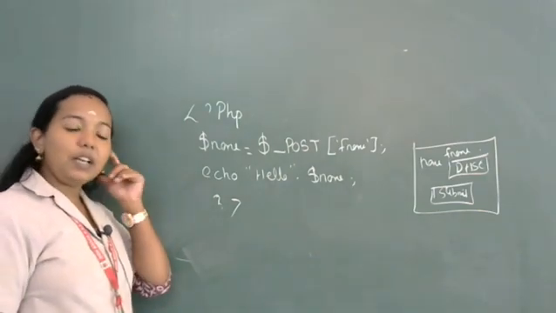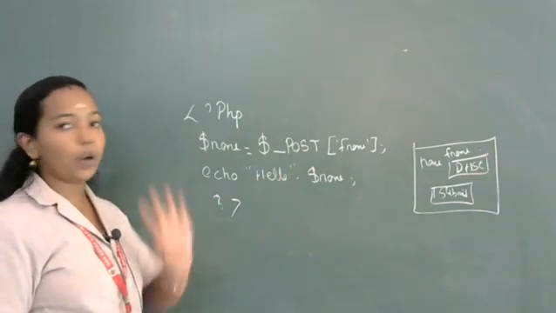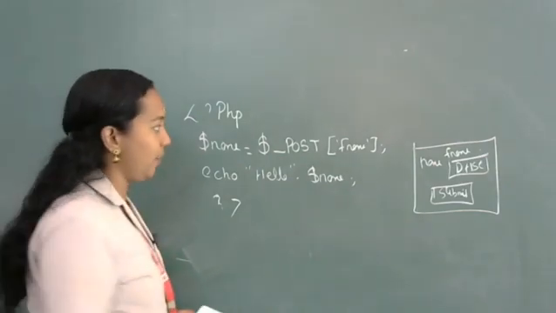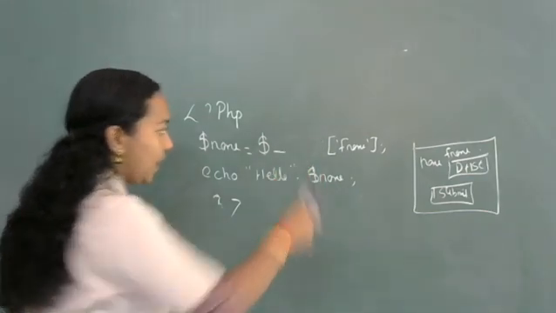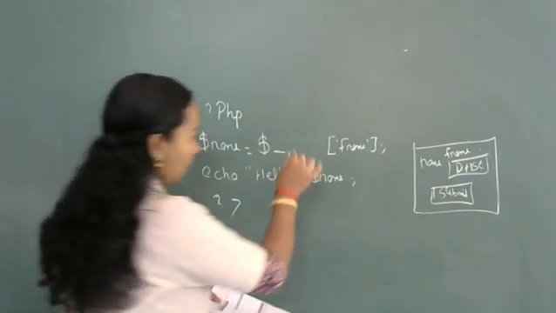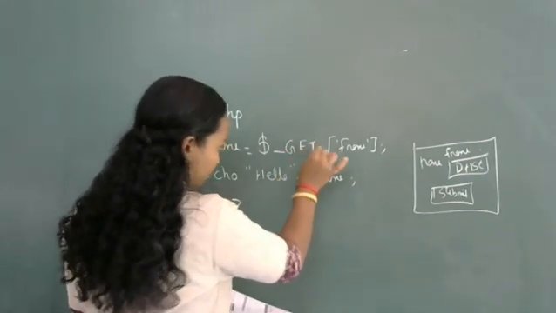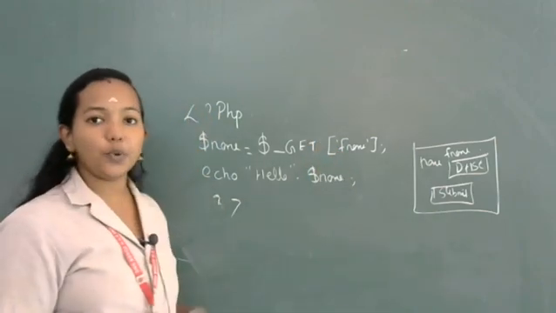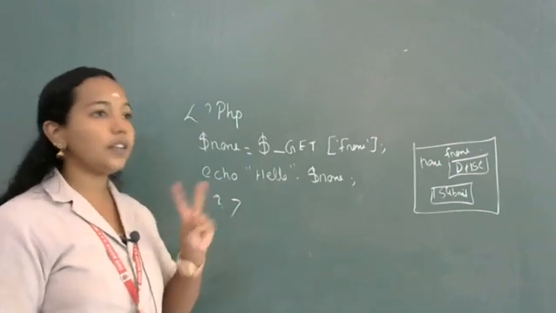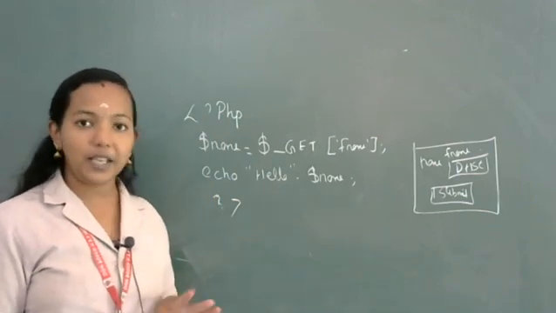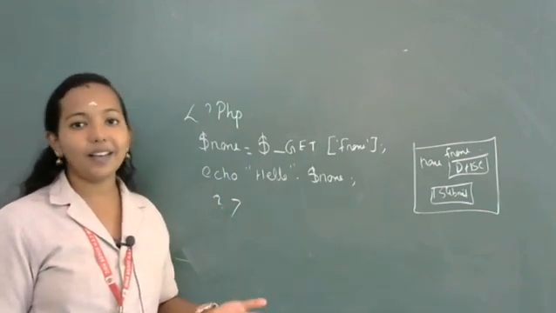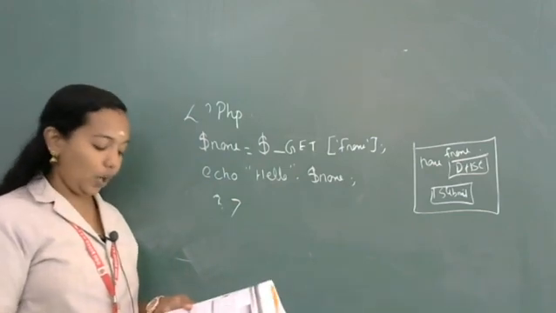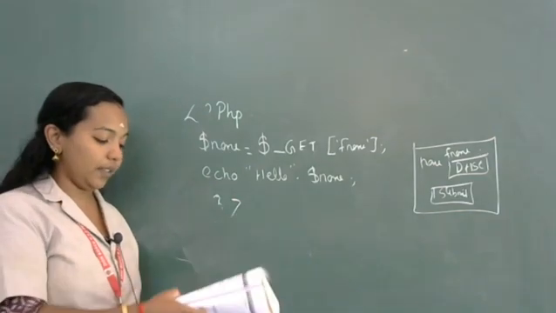But in the HTML program, as a method you want to write post. If you are using the get method, instead of post, what you want to write? Get. So these are the two methods that we are using in PHP for HTTP request: the $_GET method and the $_POST method.